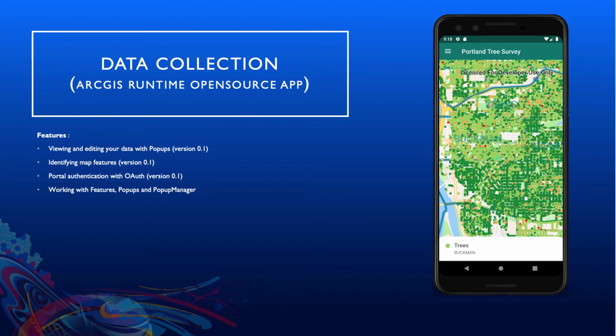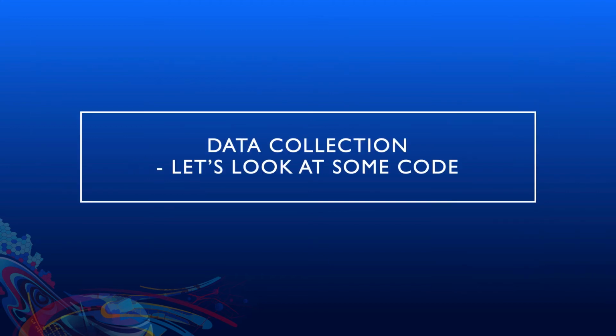At the beta 0.1 release, we currently have authentication via OAuth implemented. It works with an ArcGIS Online web map configuration driven architecture. It can perform identify and view results via map view, and it can enable you to view existing data via pop-up and attributes. Now, let's just look at the demonstration of the data collection app and then dive into the code where we can look into the architecture of the app as well.